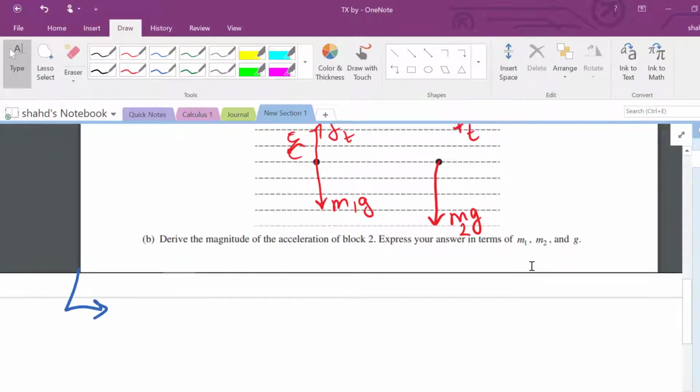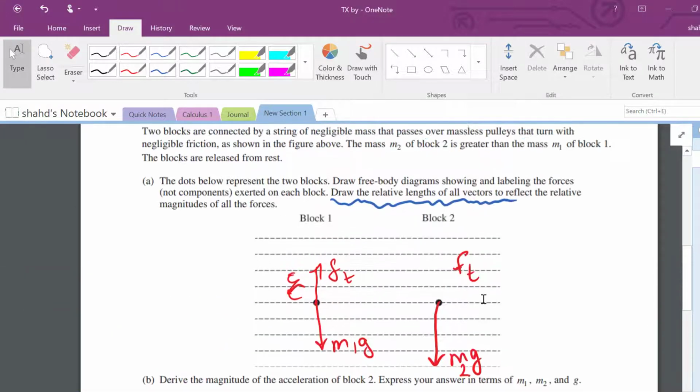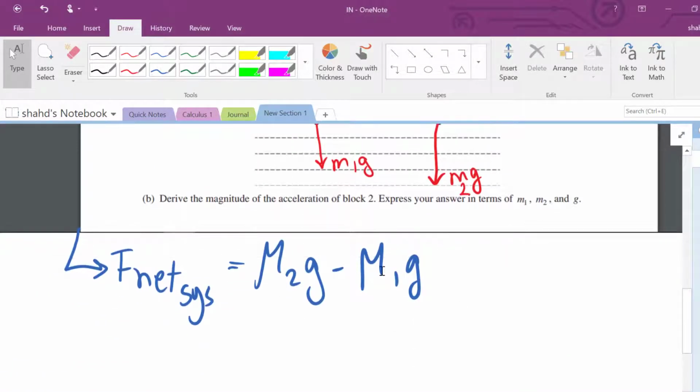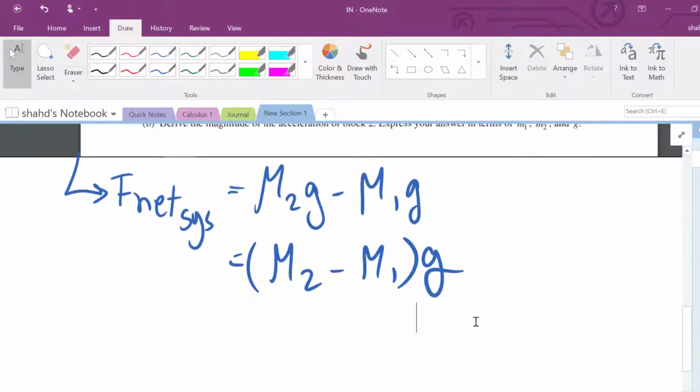So basically what you want to do is treat it as a system. So you're going to talk F net system and identify your system is equal to, so what's basically your driving force and what's your resisting force? In this case, it's m2g minus m1g, because m2g is the heavier force, the longer force. So it's the driving, and then the resisting would be m1g. So you can just go ahead and take g as the greatest common factor, like that. So this is your F net system.